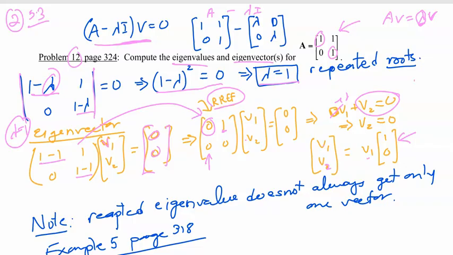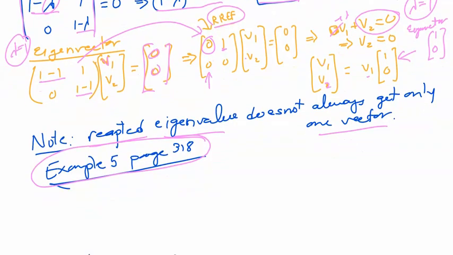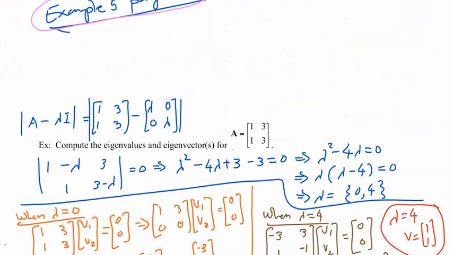So when lambda equals 1, you have only one eigenvector, which is (1, 0). Just a note: when there's a repeated eigenvalue, you don't always get only one vector. You might get two vectors, which you can find in example number 5 in your book.